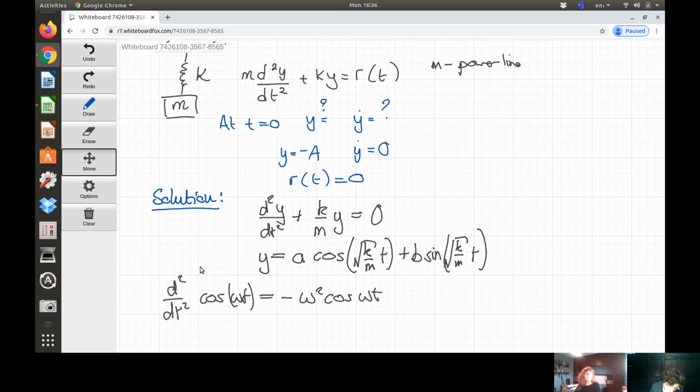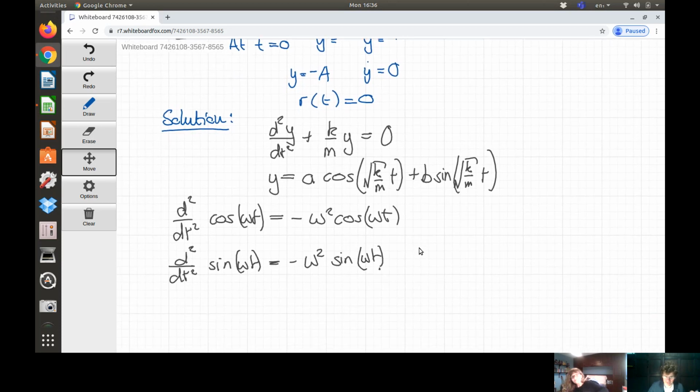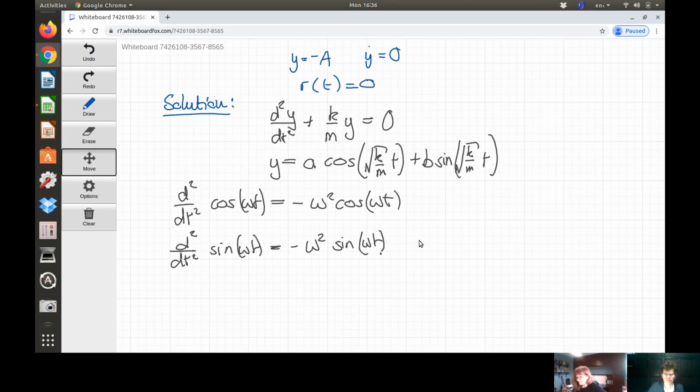And similarly, d by dt squared of sine omega t is going to be minus omega squared sine omega t, in the same way as I sometimes think about the exponential function as being the function which, when I differentiate it, just gives me the original function back.